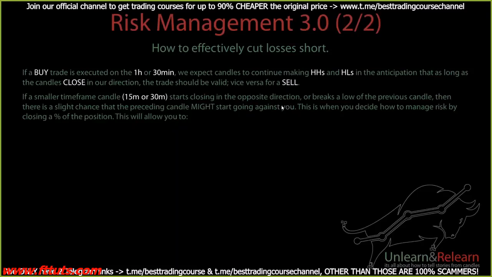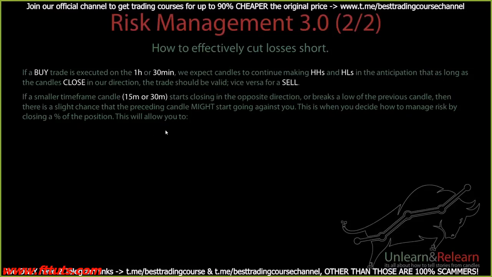What this means is, let's say you have a candle that's closing bullish. Actually, we're going to look at this example in a bit. This is when you decide how to manage risk by closing a percentage of the position. So when you're reducing risk, let's say you have a candle open and it's going bullish and you're in a buy, and it's a 30-minute candle, but on a 15-minute candle you see that the candle has closed bearish. So now you want to reduce some risk. What I like to do is take off 50% of the position away from the risk.